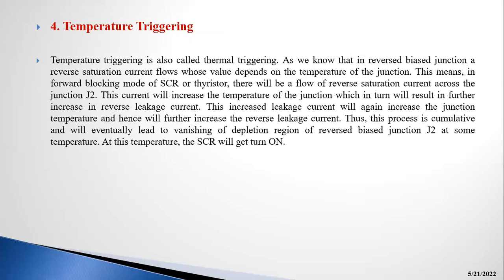This current will increase the temperature of the junction, which in turn will result in a further increase in reverse leakage current. This increased leakage current will again increase the junction temperature and hence will further increase the reverse leakage current. Thus, this process is cumulative and will eventually lead to vanishing of the depletion region of reverse biased junction J2 at some temperature. At this temperature, the SCR will get turned on. So this is all about the concept of temperature triggering.